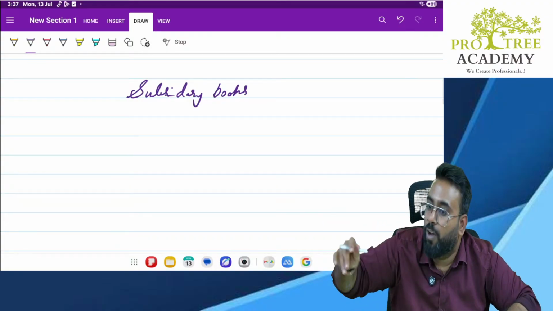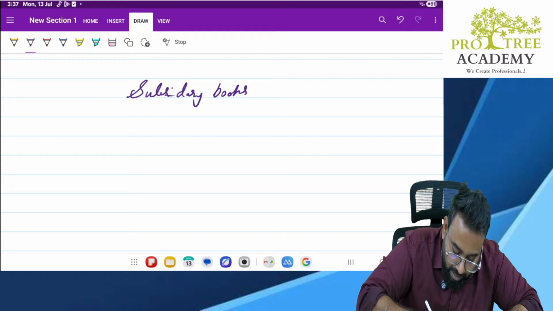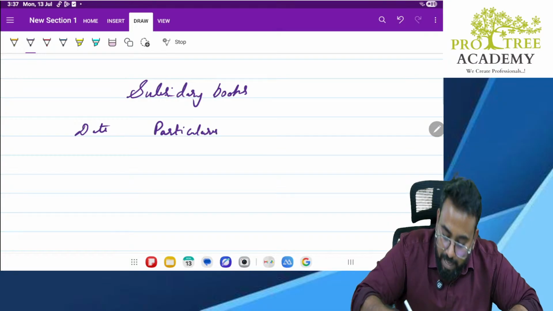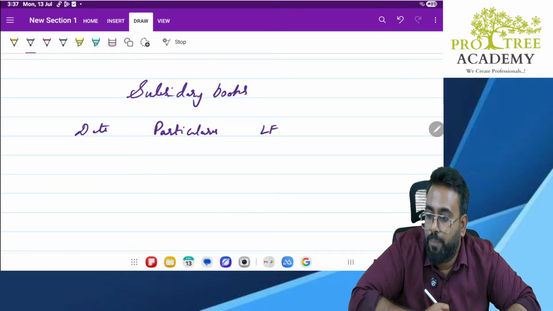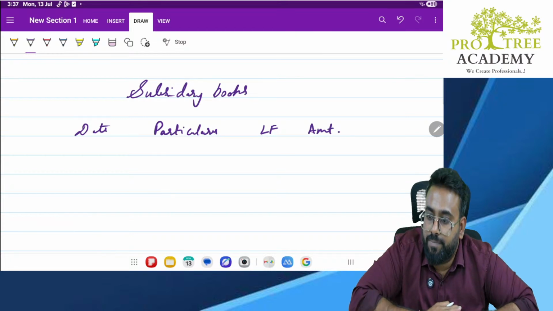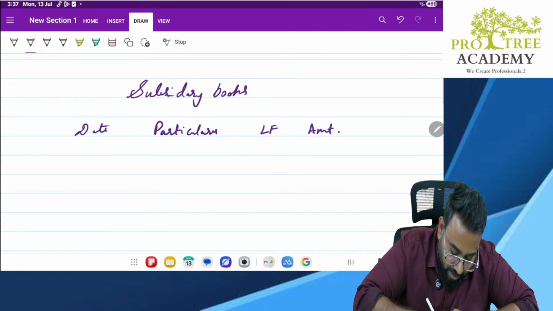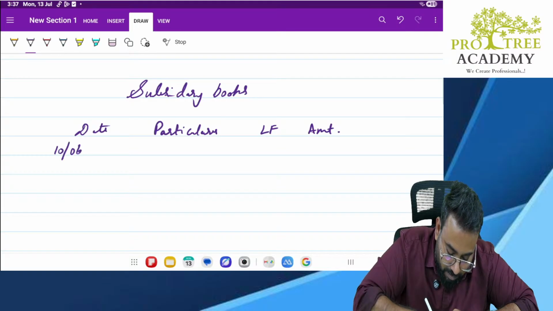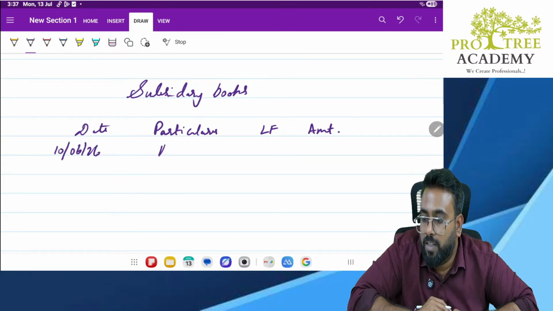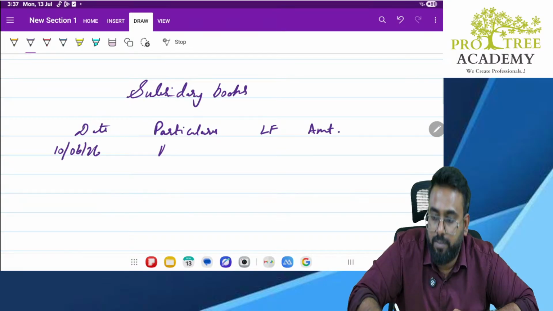Now, how does your subsidiary book look? I'll just give an example of sales. Date, particulars, ledger folio, amount. Date is when you have sold, to whom? ABC, for how much? 10,000.